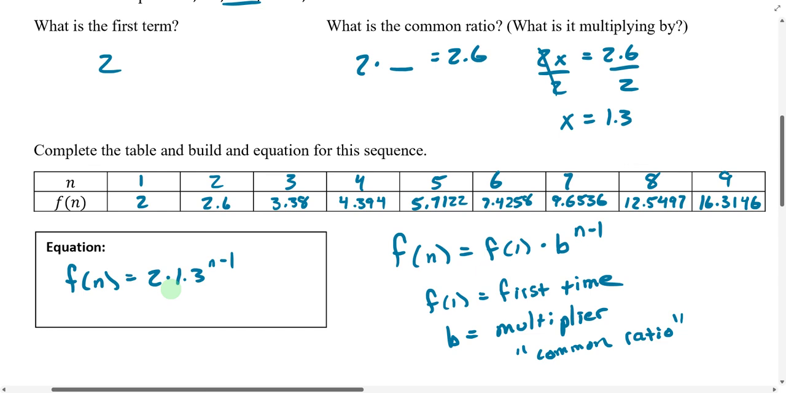All right guys, that is it for today's warm-up. So hopefully you were able to build your table and your equation and find the common ratio for a not so nice sequence here. Like I said, they're not always pretty, but it doesn't mean it doesn't have a pattern.